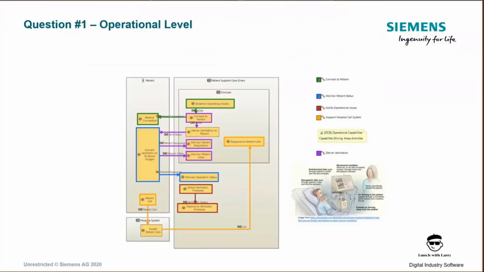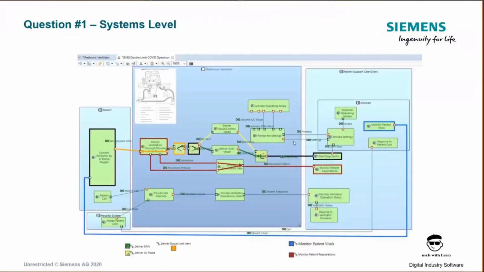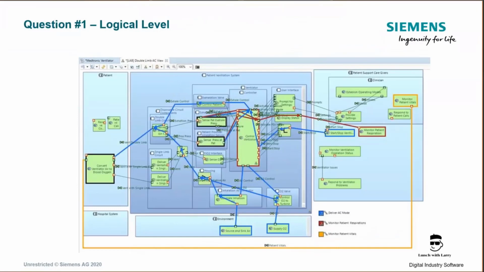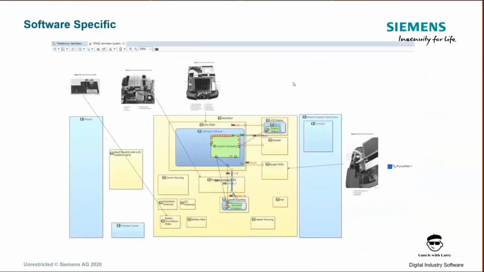So we have an operational level that talks about functions that are user tasks in the process. We have a systems level, and the systems level defines for us what the system requirements are going to need to be. We have a logical level, and the logical level breaks down these functions. So each one of these green boxes is a function that has to be represented in the deconstruction of the design. And finally, we get to the software specific level. In the case of software, we do a view of the logical architecture that is specific to what we need to accomplish in the software.